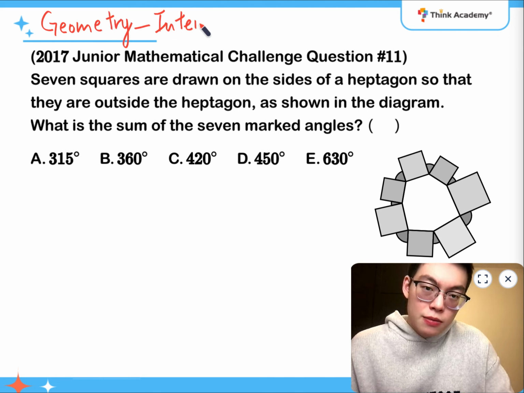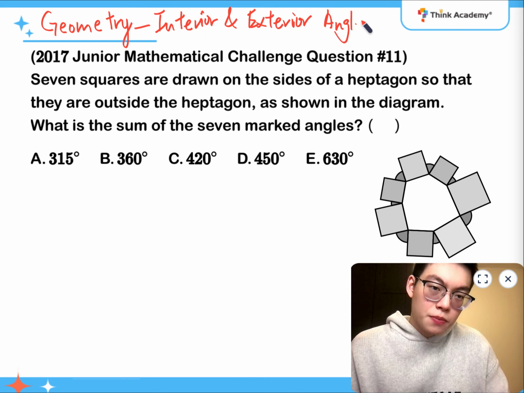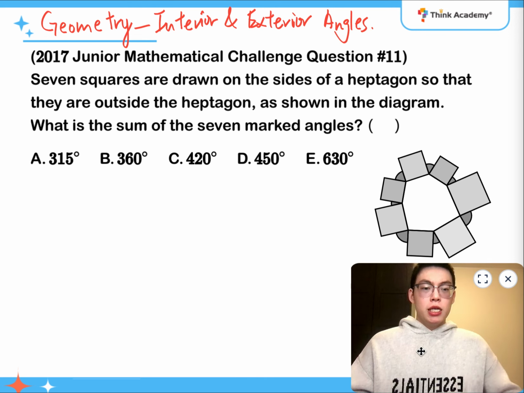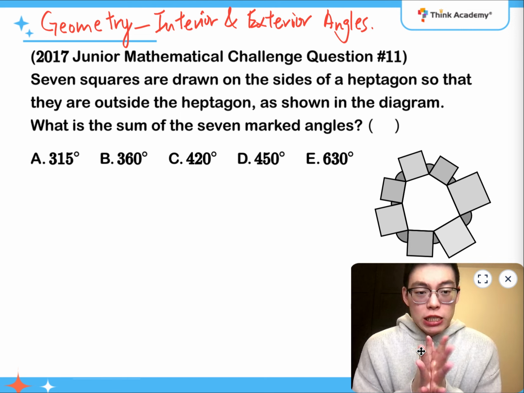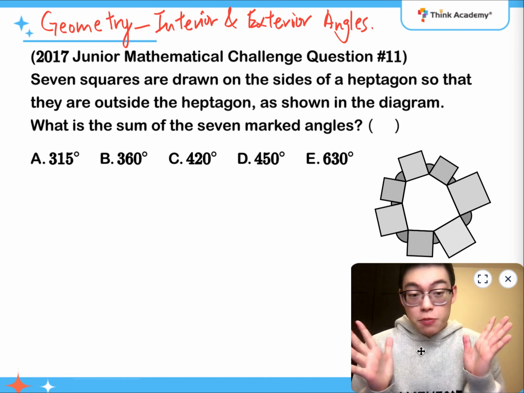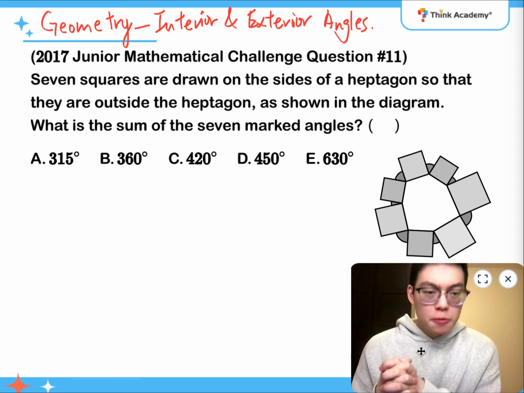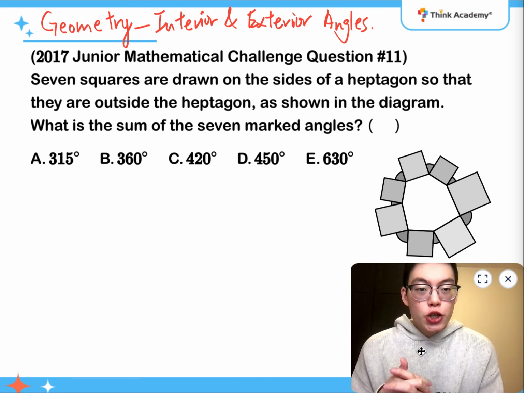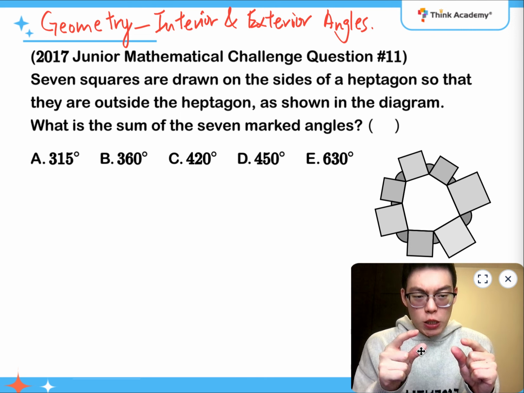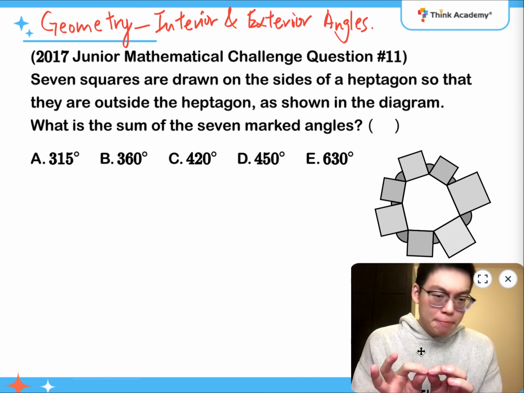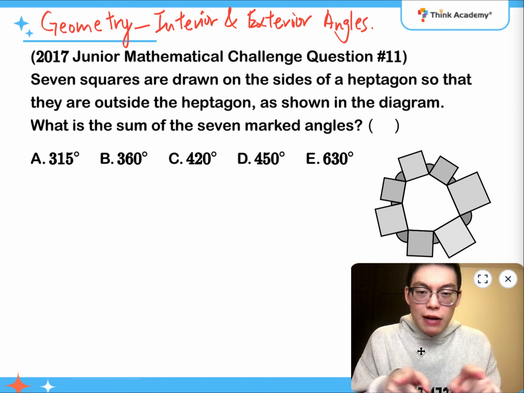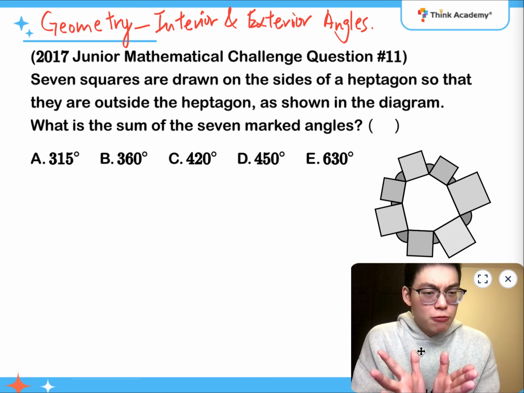Interior and exterior angles. So the first way we can think about this question is using your spatial imagination, which is when you imagine that this heptagon is really tiny. It means that all the squares around it have to be really tiny as well.